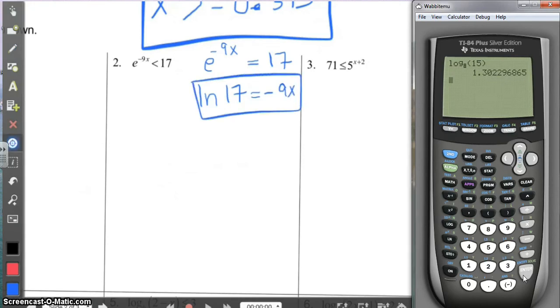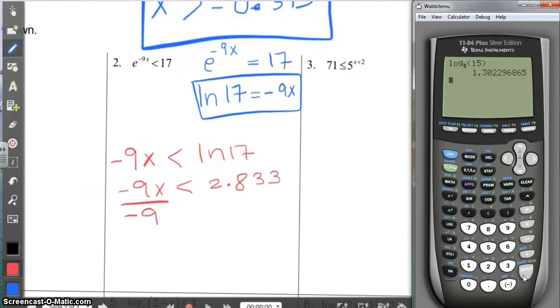But since my x is over here, I have to put the x side on this side. So negative 9x smaller than ln 17. You see that? Now ln 17 on the calculator is going to be 2.833. So negative 9x is smaller than 2.833. You divide by negative 9. Now, since you divided by negative 9, this is when you shift the inequality and it becomes the other side, because you are dividing by a negative number.